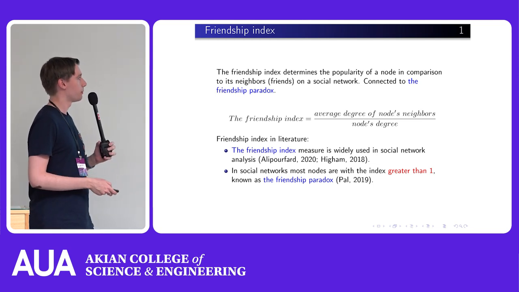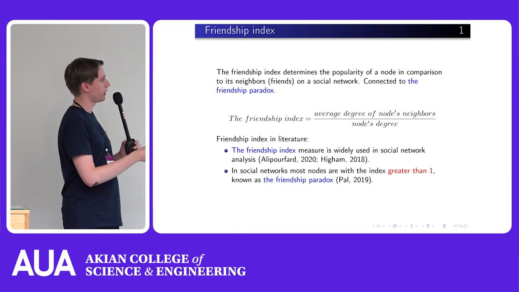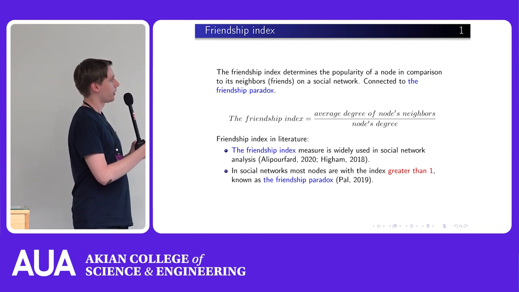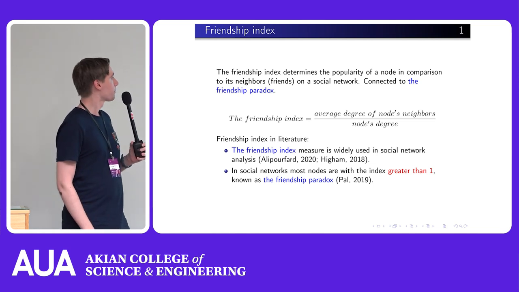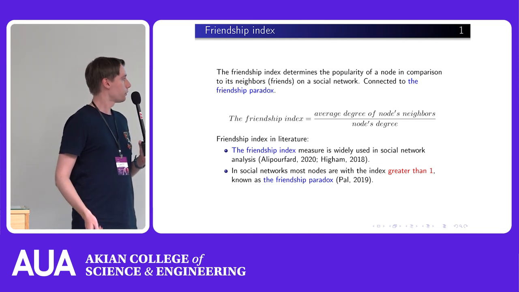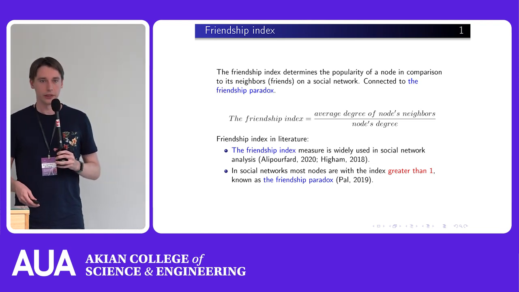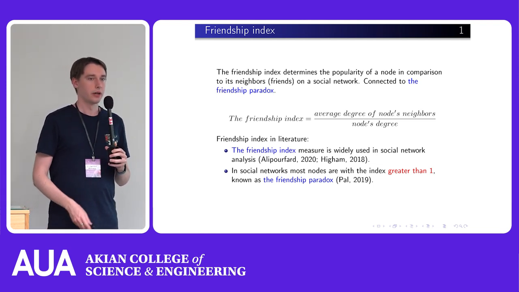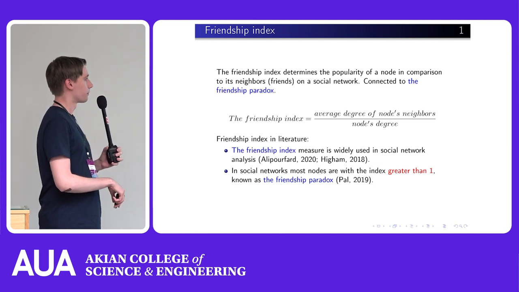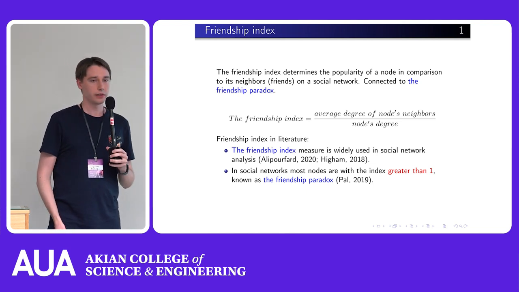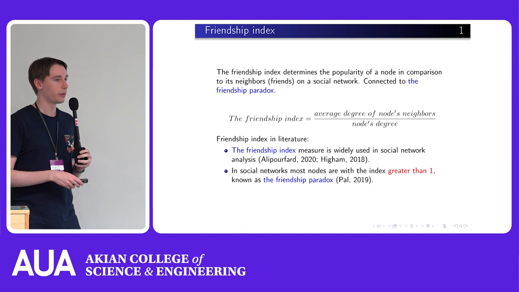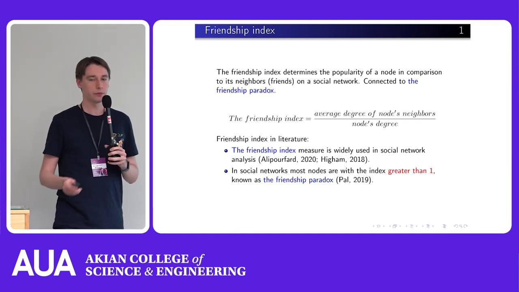In a network represented by a graph, the friendship index can be calculated as the average degree of a node's neighbors relative to its own degree. It's known that the friendship index allows one to measure the direction of influence in networks and also allows one to compare networks with and without friendship index.